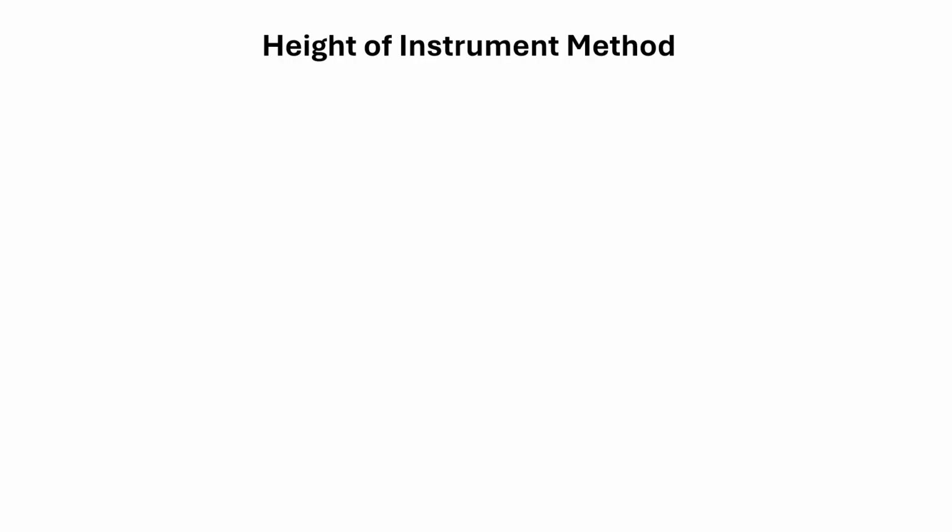Everyone. In this video, we are going to talk about the height of instrument method, a widely used method in the field of surveying in order to determine the elevation at different ground points. So let's say this is a ground level. We have 2 points A and B, and let's say we have to find the elevation at point B, and we are given elevation at point A as 100 meters.